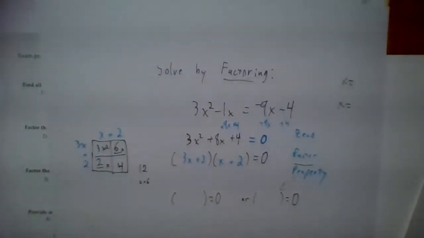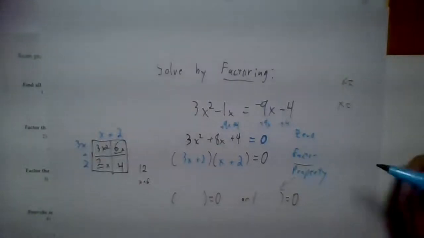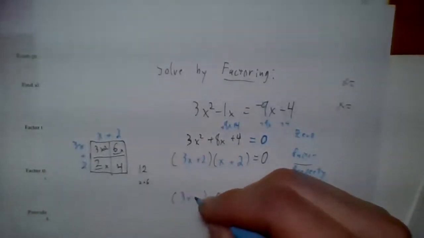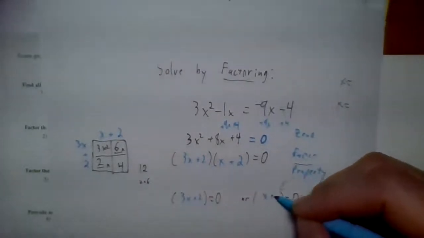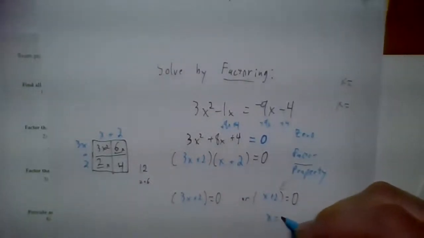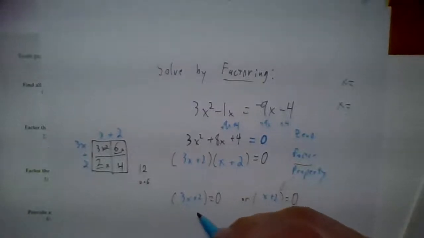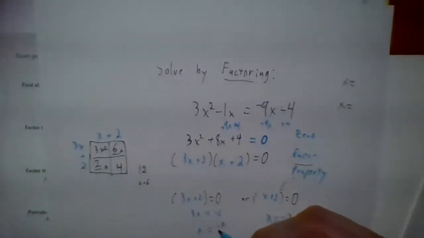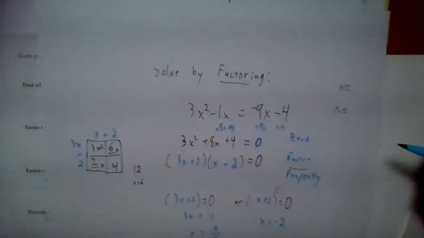And then the zero property tells us, once we know the factors, one of these things has to be 0. So there we go. Simple equation and simple equation. This is x equals -2 or 3x equals -2. So x is -2/3. Those are the actual solutions.